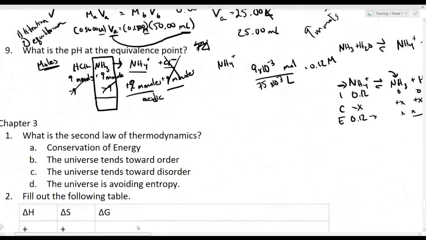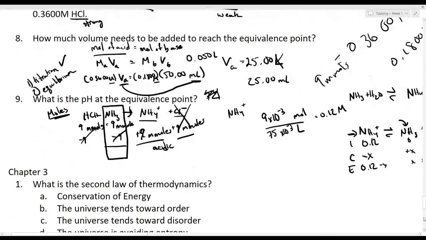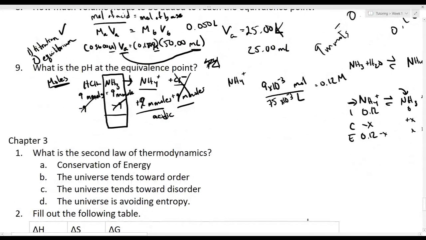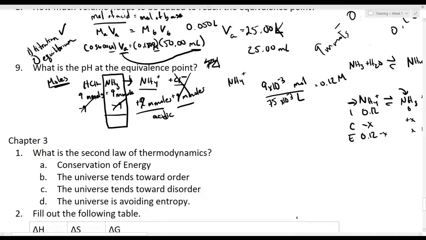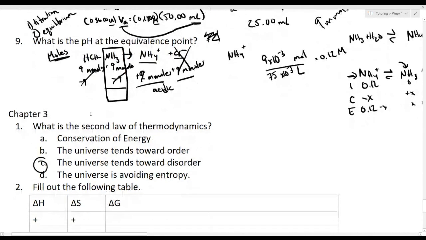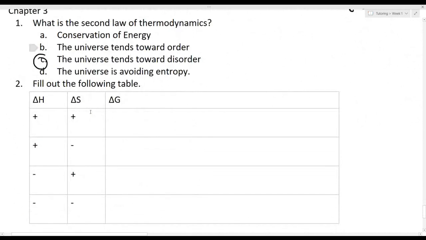All right. So chapter 3, what is the second law of thermodynamics? Okay, does anyone know? And you guys can go ahead and type it in the chat. I don't want to make another poll for this. C. Yeah, you guys are exactly right. So the universe tends toward disorder or tends toward entropy. Those are both very good answers. D and B are basically saying the same thing, and then conservation of energy is basically the first law of thermodynamics. Okay. All right.